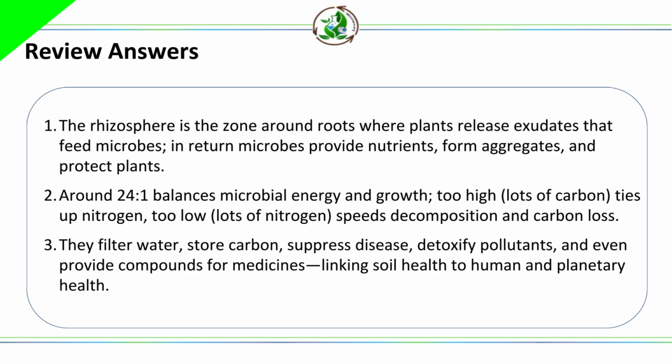The C to N ratio of about 24 to 1 balances microbial energy and growth. Too much carbon, meaning higher C to N, slows decomposition because microbes run out of nitrogen. Too much nitrogen, that is, low C to N, speeds decomposition and can cause carbon loss.